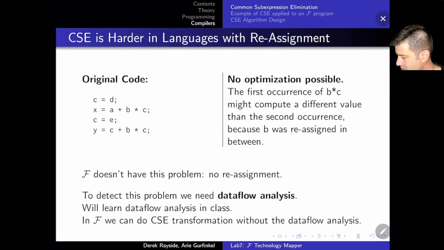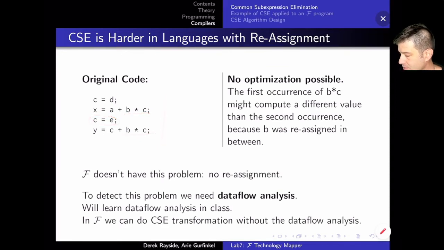Now, in our case, this problem is actually quite easy. The problem gets a lot harder when we have reassignment in the language. So this is an example in here. For example, it looks like we have the same computation twice, but it's not the same because C gets reassigned in the middle.